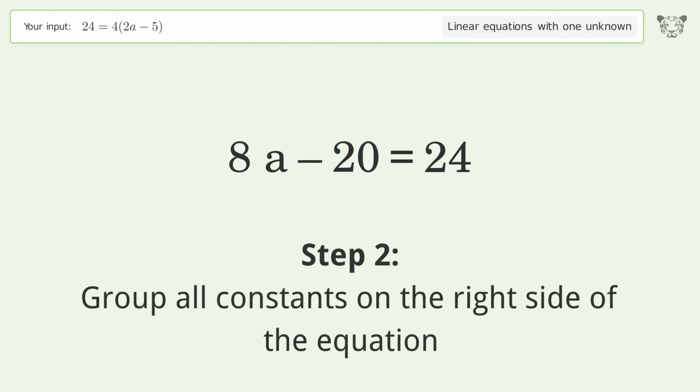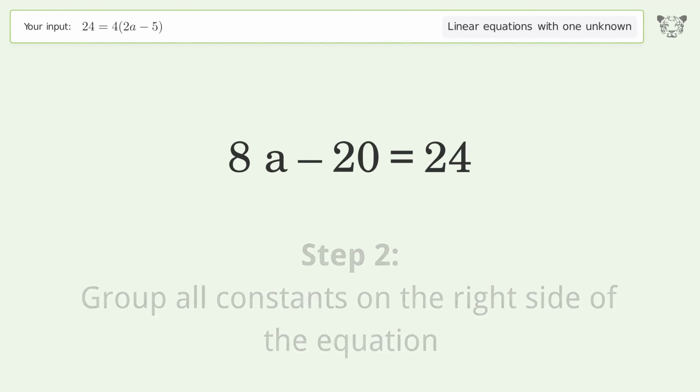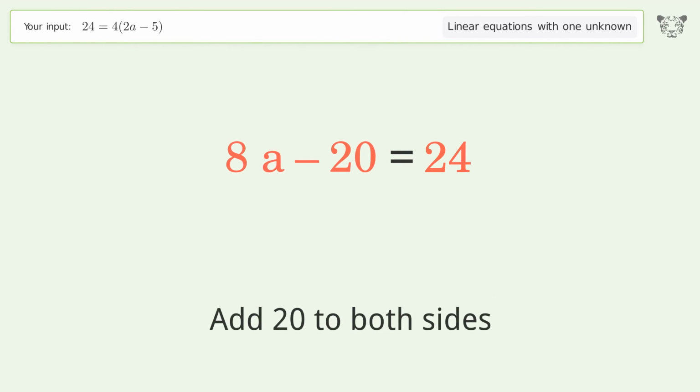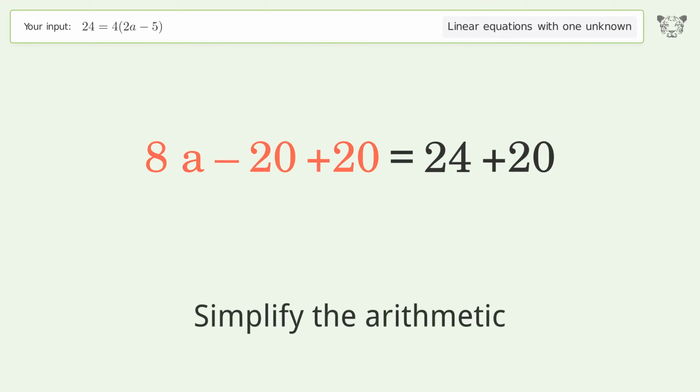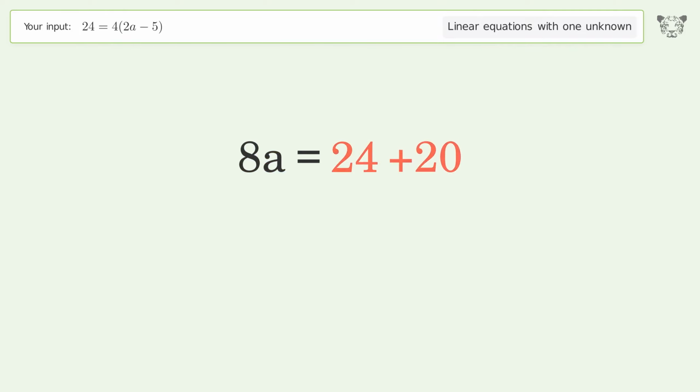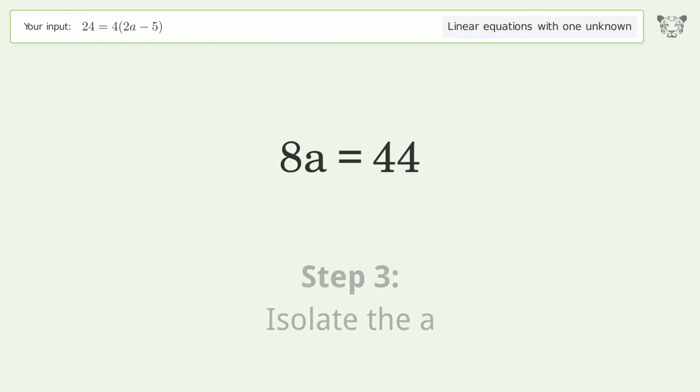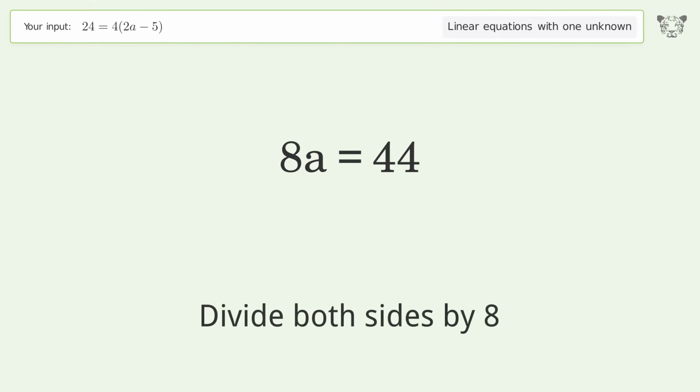Group all constants on the right side of the equation. Add 20 to both sides. Simplify the arithmetic. Isolate the a. Divide both sides by 8.